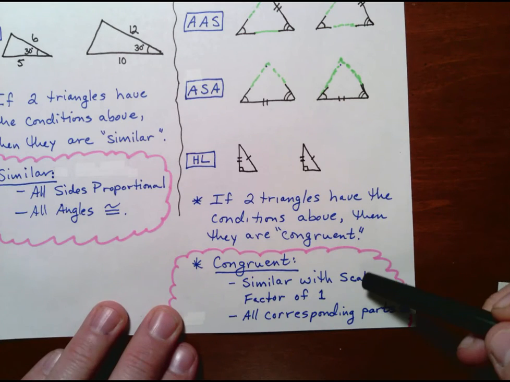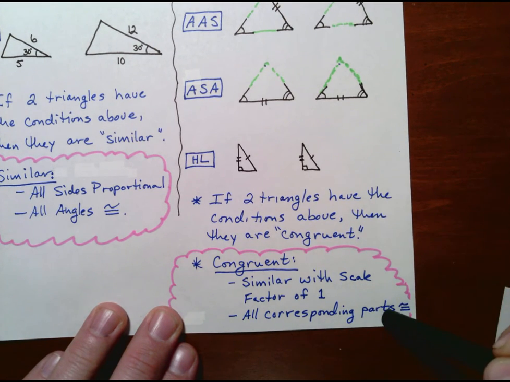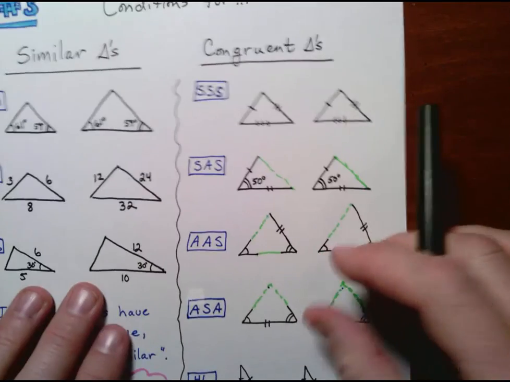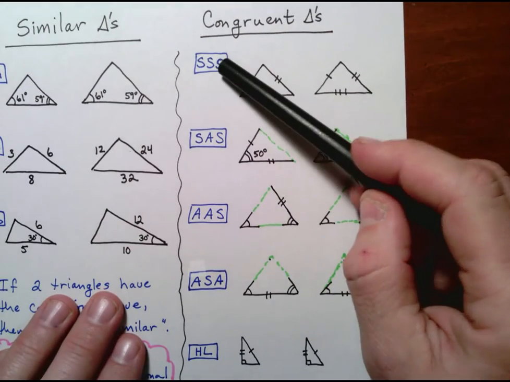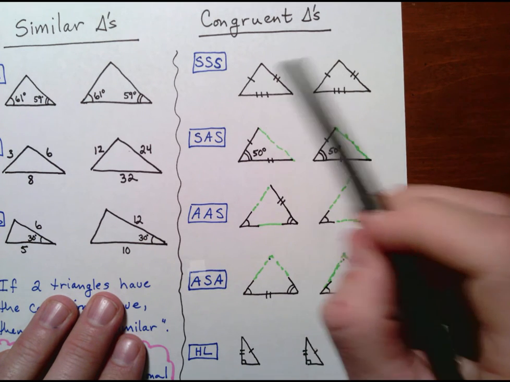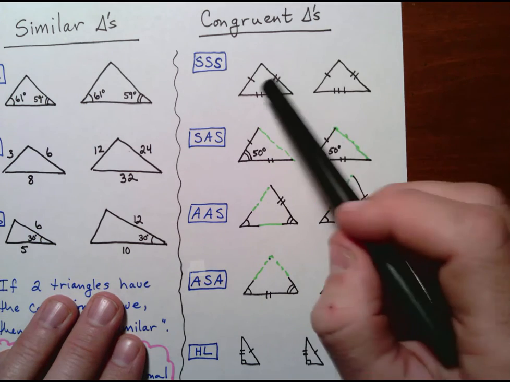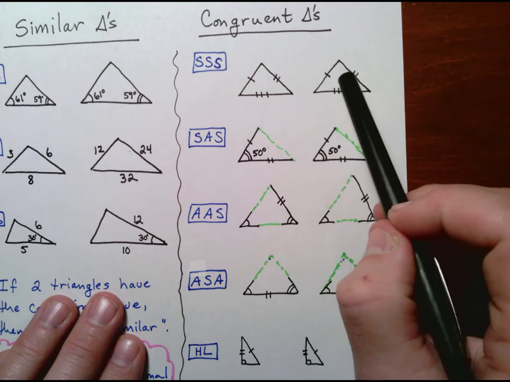Now when I say congruent, it means I have 2 triangles with a scale factor of 1, and when that happens, I then have all corresponding parts congruent. But in order to do that, the least amount of things you need to have true in the first case are 3 sides that are all the exact same length. There's only one exact way to put 3 sides together and get the exact same triangle. That always happens with side, side, side.